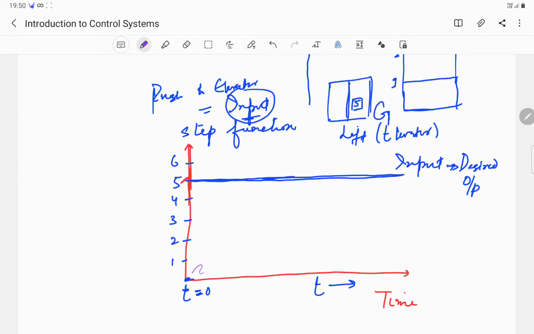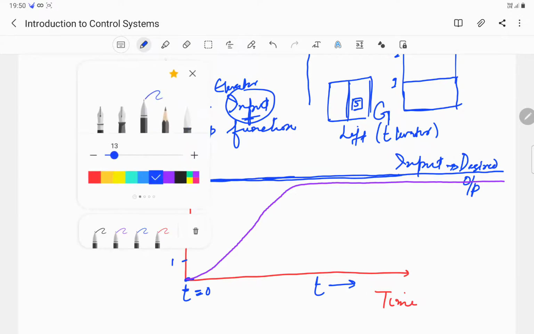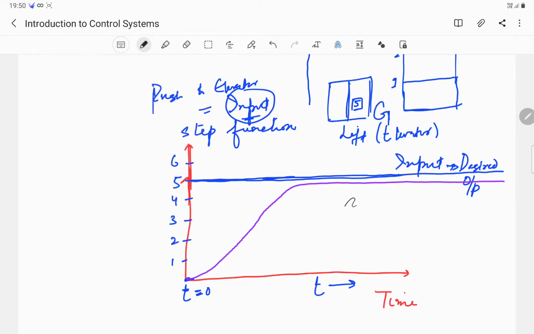Now when we push the button, the elevator starts moving up, and eventually it comes closer to the fifth floor, and then the lift stays there for a longer duration. So this curve basically is the response of the lift, the response of the elevator.